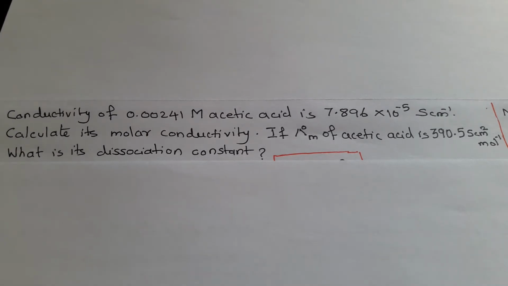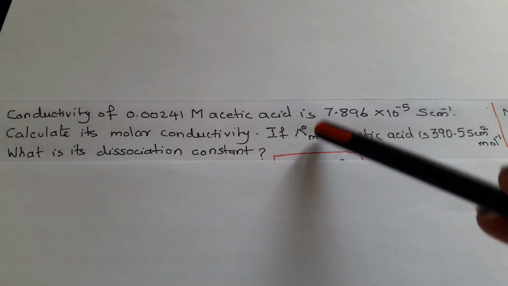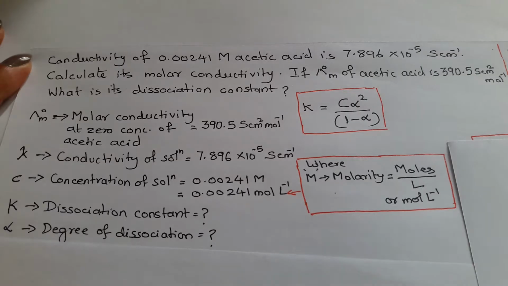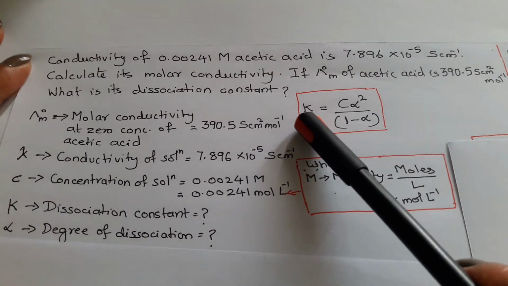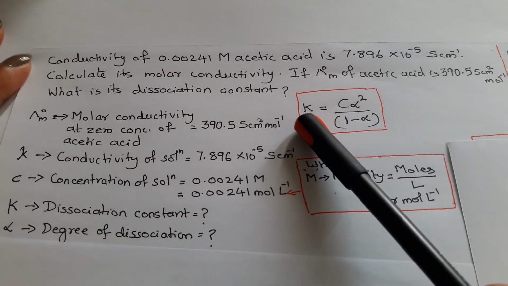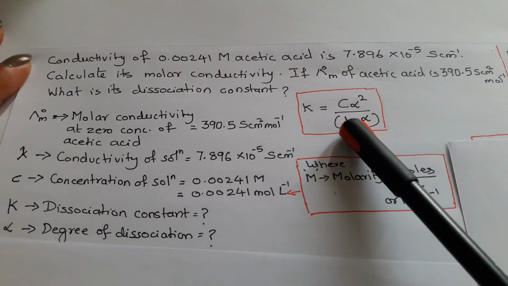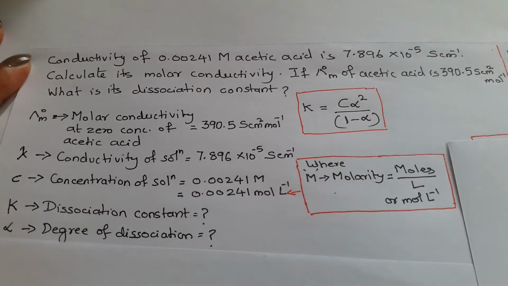Calculate its molar conductivity if lambda m naught of acetic acid is 390.5 Siemens centimeter square per mole. What is its dissociation constant? The formula to calculate dissociation constant is K is equal to C alpha square upon 1 minus alpha.